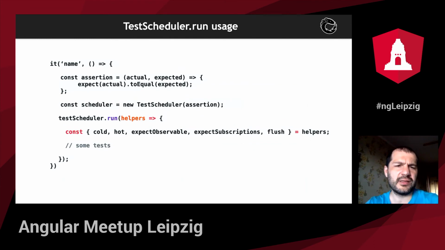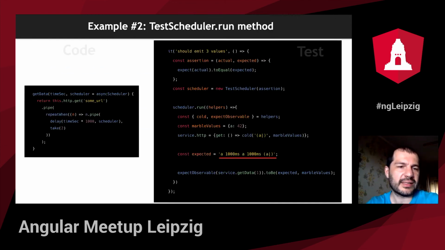This is the blueprint of tests when we use the TestScheduler.run method. Providing an assertion expression to TestScheduler allows us to use it with any testing framework, not only with Jasmine, but Jest, Mocha, and any other. Pay attention also to helper functions. They are provided now with shorter names, very similar to jasmine-marbles helpers.